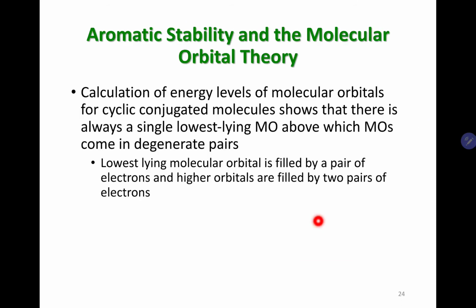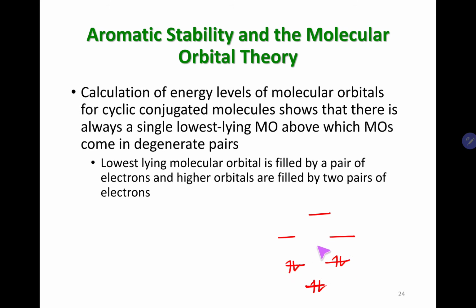All right. Briefly, you can also explain aromatic stability using molecular orbital theory. When you calculate the energy levels of molecular orbitals for cyclic conjugated molecules, it will always show that there is a single lowest-lying molecular orbital, and above that you will have degenerate molecular orbital pairs. The lowest-lying molecular orbital will have 2 electrons, and after that the degenerate orbitals will have 2 electrons each.